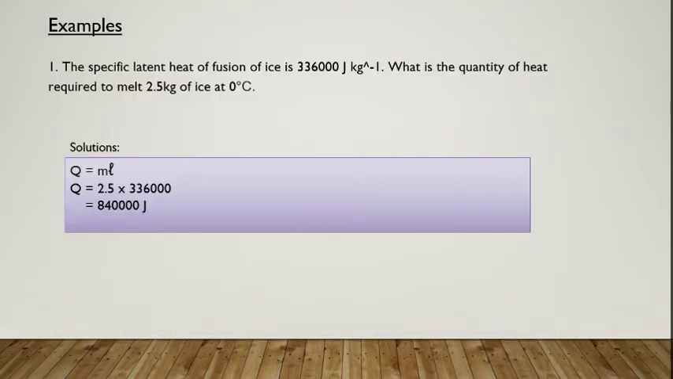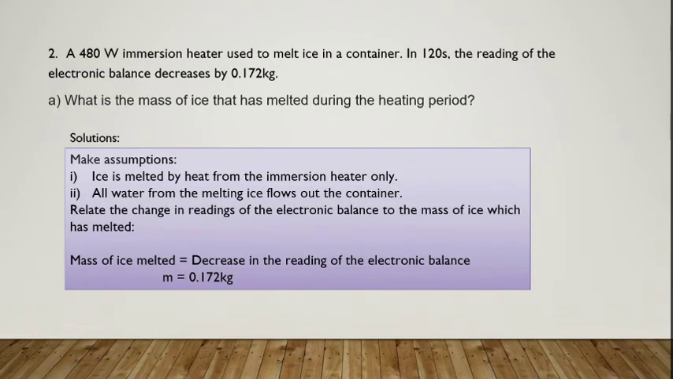Example 1. The specific latent heat of fusion of ice is 336,000 J kg^-1. What is the quantity of heat required to melt 2.5 kg of ice at 0 degrees Celsius? Solution: use the formula, mass multiplied by latent heat. 2.5 multiplied by 336,000 is equal to 840,000 J.